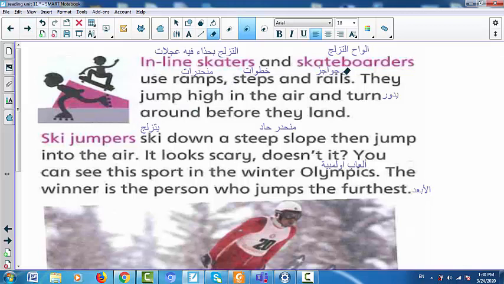Inline skaters and skateboarders use ramps, steps, and rails. They jump high in the air and turn around before they land. So this is how inline skaters and skateboarders play. Ski jumpers ski down a steep slope, then jump into the air. It looks scary, doesn't it? You can see this sport in the Winter Olympics. The winner is the person who jumps the farthest. So here the speed and height are very important.